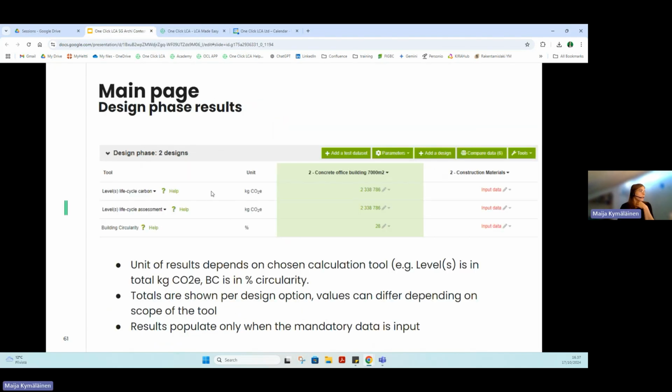And then, yeah, it says here that the unit of results depends on the chosen calculation tool. So here we have the main impact category. That would be global warming potential. So this is kilos of CO2 equivalent.